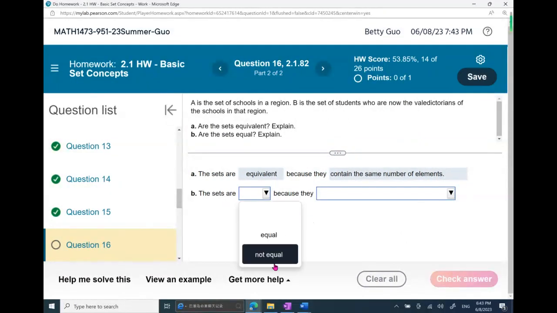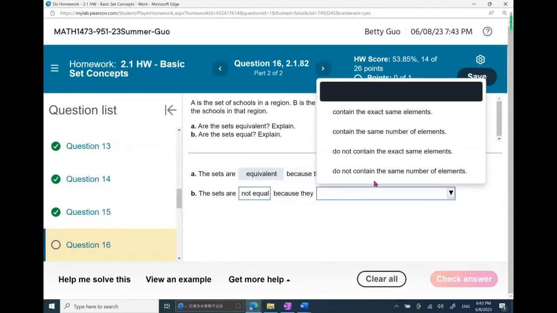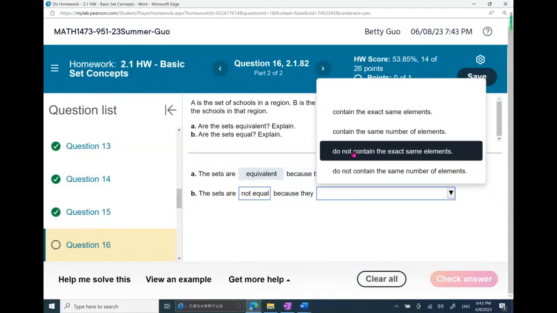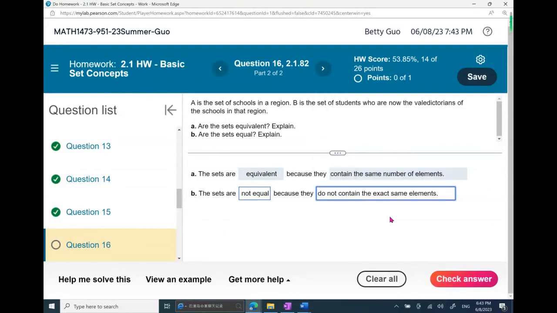For B, the sets are not equal. To be equal, the elements have to be the exact same. They do not contain the exact same elements. Only equivalent, not equal.